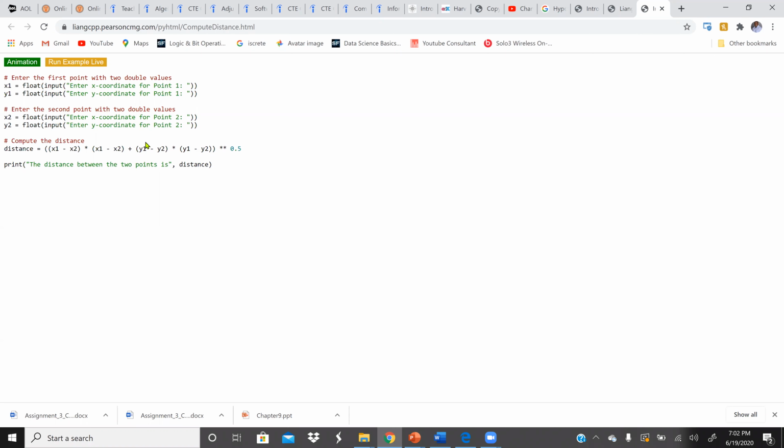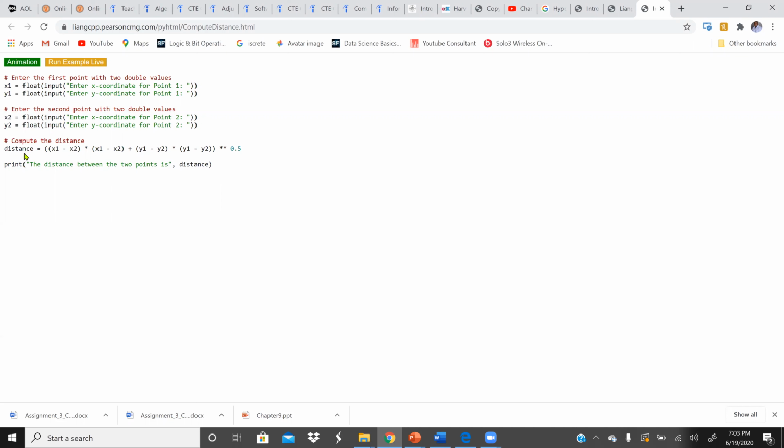Then there's our processing. The difference of X1 and X2 square. So we multiply it twice plus the difference of Y1 minus Y2 square. So we multiply it twice. Then square root. The square root will be raised to the power 1/2, which is 0.5. So when we run this program, it will tell us that the distance between the 2 points is whatever value we get here.